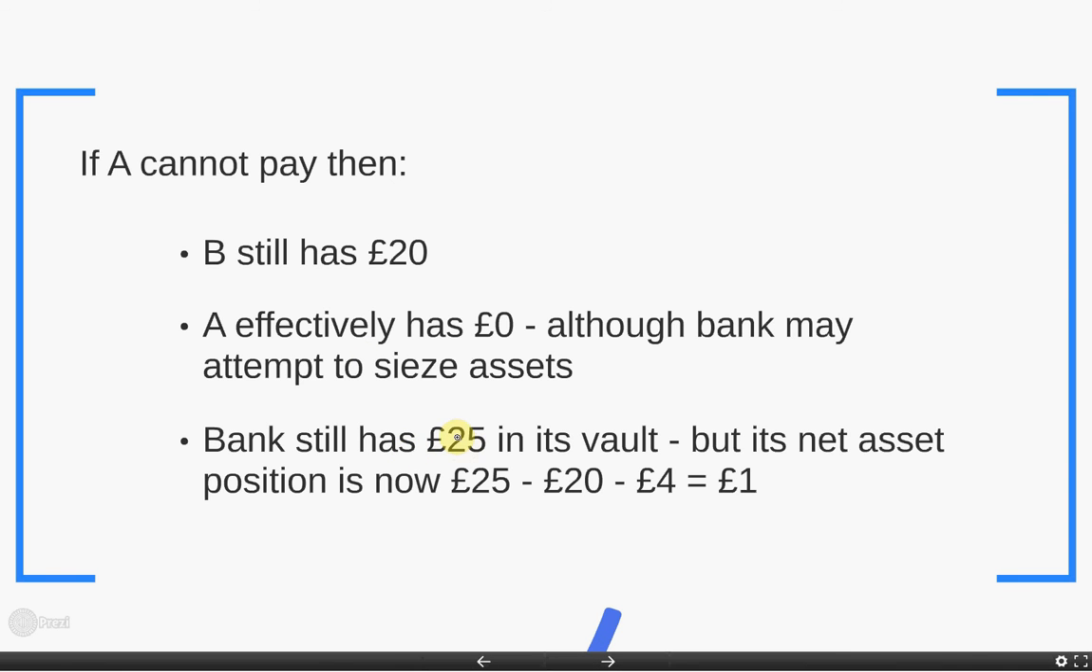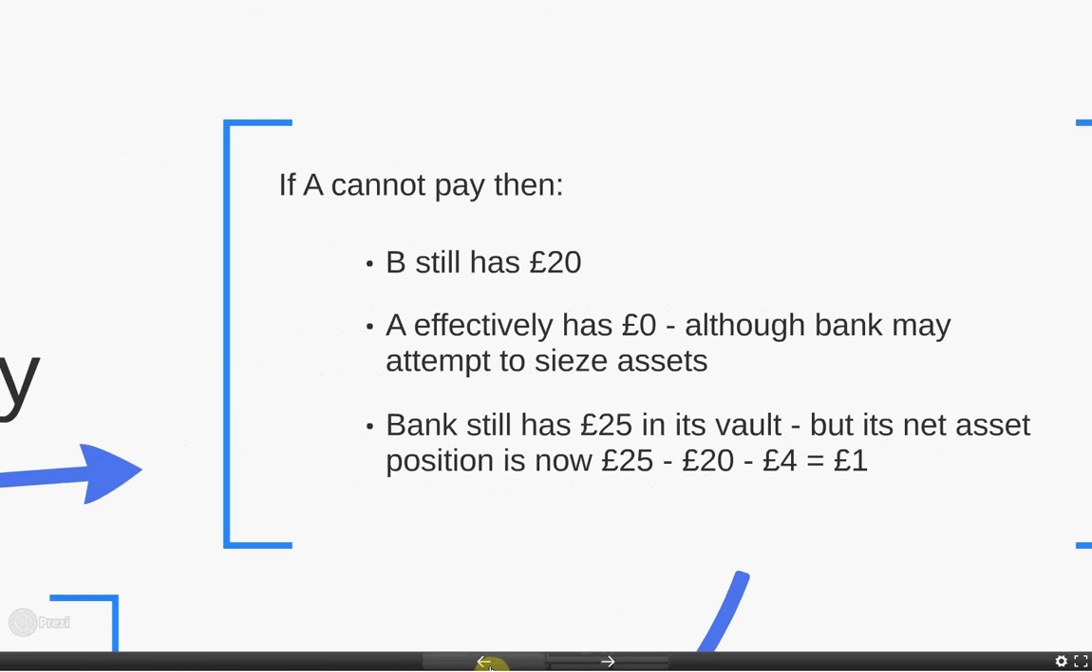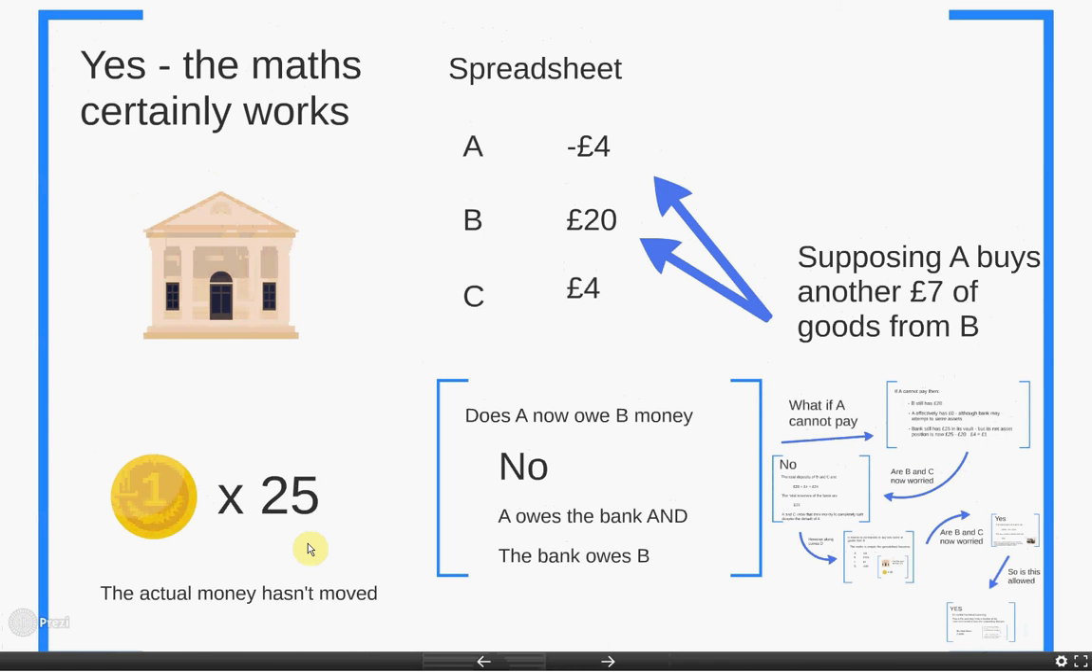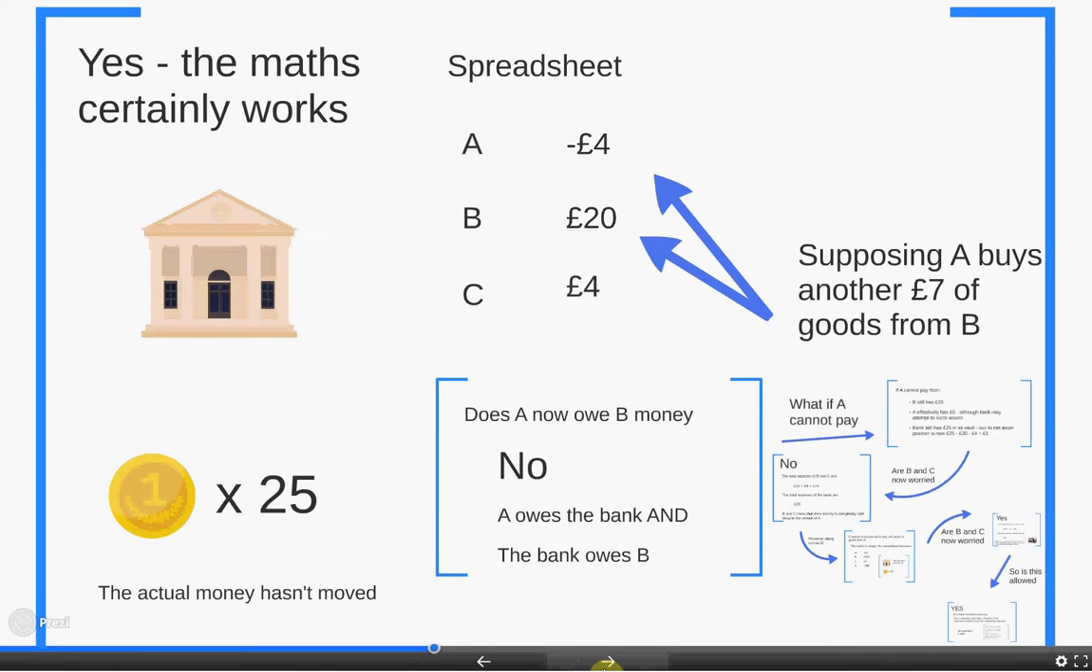That money hasn't physically moved, but its net asset position is now 25 minus the 20 that it owes B minus the 4 that it owes C equals £1. So let's look back at the spreadsheet. Okay, the net asset position of the bank was 25 minus the 4 minus 20 plus this 4. But if A defaults and this becomes 0 because it's defaulted, then the net asset position of the bank becomes 25 minus 4 minus 20, which is 1.